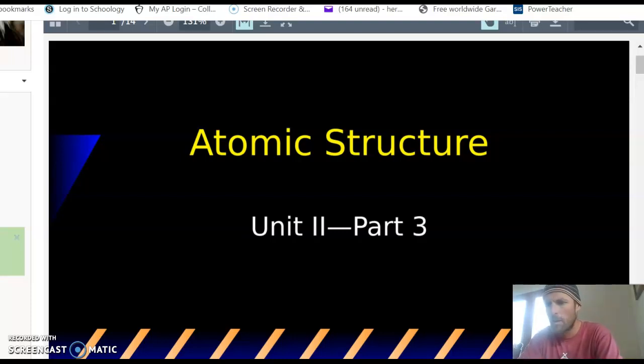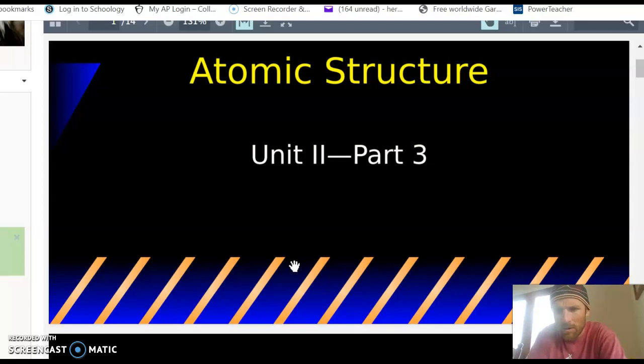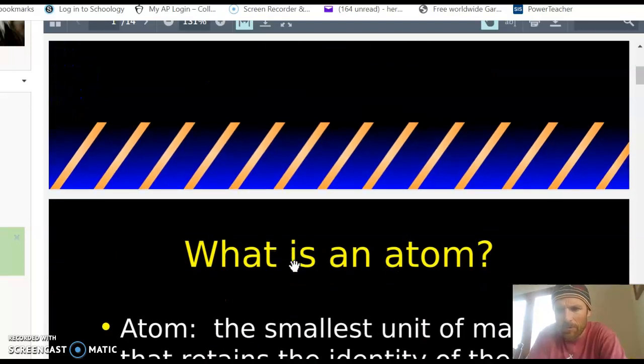We finished the ecology unit and we are now embarking on biochemistry. So a good place to start for biochemistry is atomic structure. Hopefully some of this will be review for you. And then of course we'll take it to some new deeper levels of understanding.